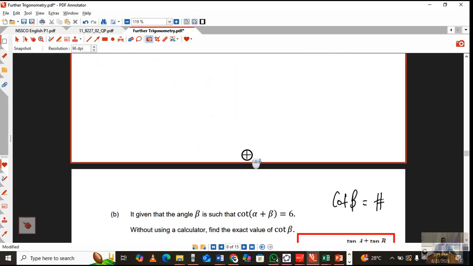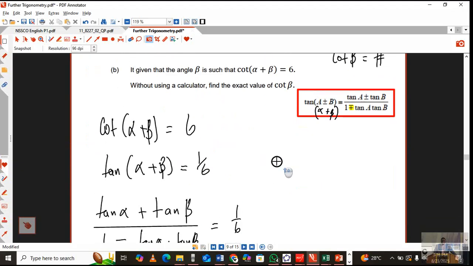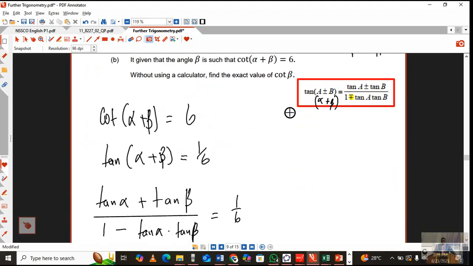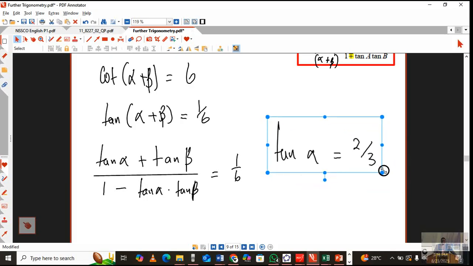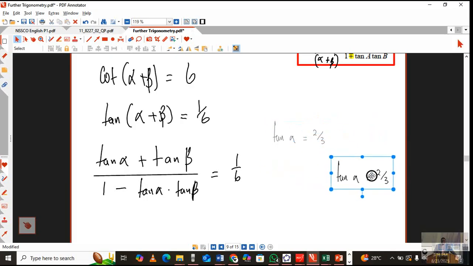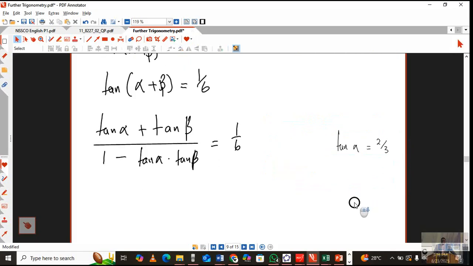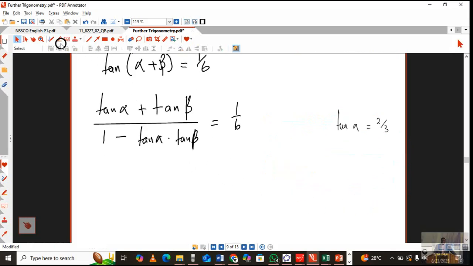Okay, because they are saying here, without using a calculator, find the exact value of cot beta. Now, cot beta is the unknown that we are supposed to find, but how are you going to find tan alpha? And tan alpha, we already calculated it. So everywhere where I have a tan alpha, I'm going to substitute it by 2 over 3. I hope that makes perfect sense to you. Then there is a little bit of algebra work that is involved, and you take it from there.